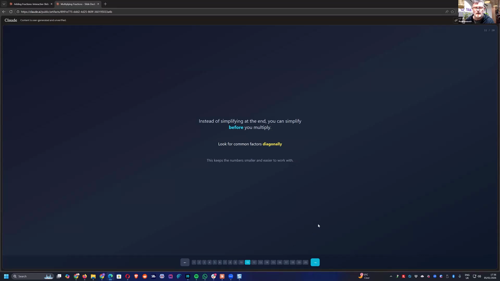Let's have a look. So example, 3/4 times 2/9. So what we do is we look diagonally. So 4 can be divided by 2, and 2 into 4 goes 2, and then 2 into 2 goes 1, doesn't it? Same if we look diagonally here with 3. 3 into 3 goes 1, 3 into 9 goes 3. Therefore, we've got 1/6 as the answer.